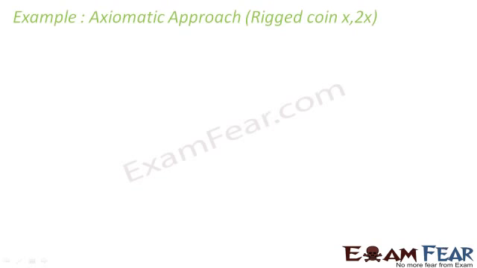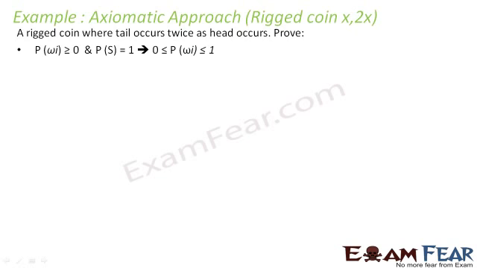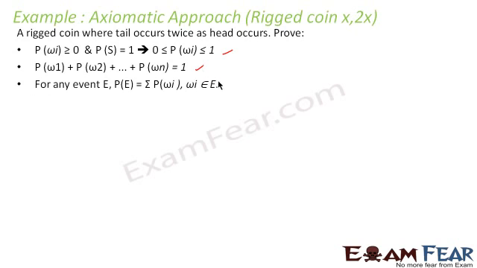Let's take an example of the axiomatic approach for a rigged coin. A rigged coin where tail occurs twice as often as head. We have to prove that every probability is greater than or equal to 0 and less than or equal to 1. Also, we have to prove that the sum of probabilities is 1, and for any event E, P(E) is equal to the sum of the probabilities of its outcomes, and P(phi) is equal to 0.